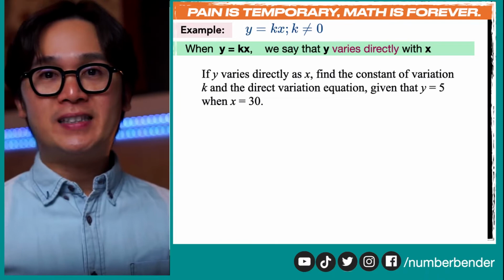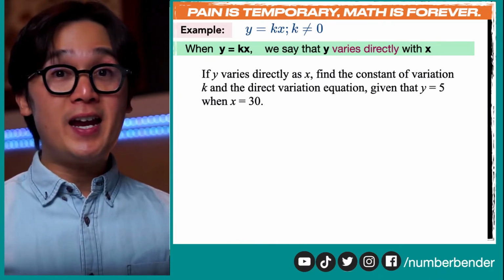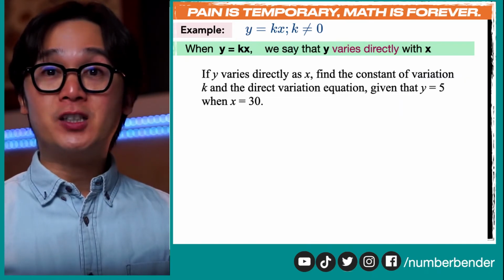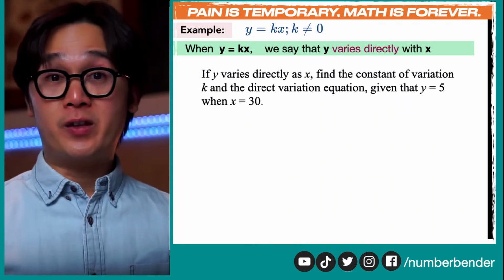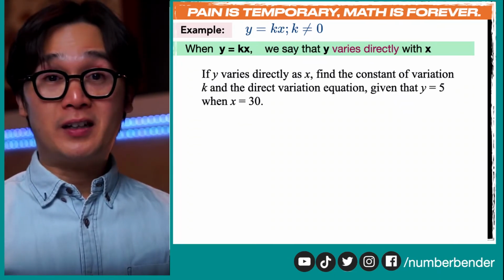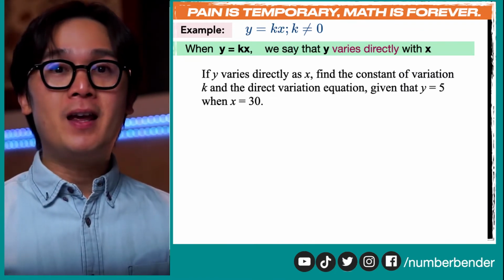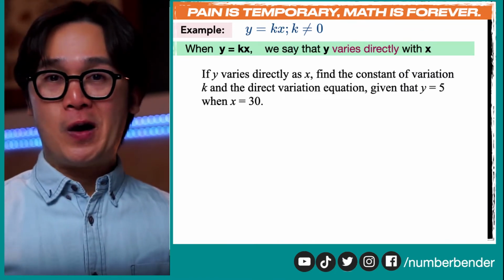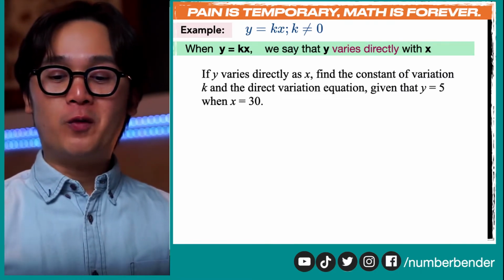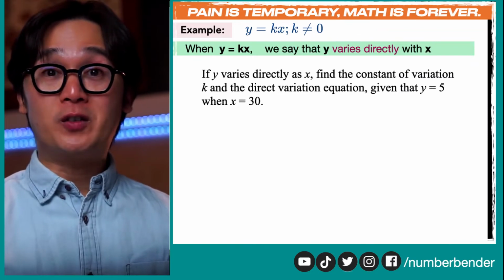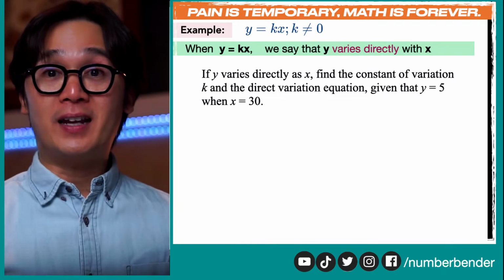Problem number 2, it says here, if y varies directly as x, find the constant of variation k and the direct variation equation given that y is equal to 5 when x is equal to 30. So again, there's so many words right here, which is a little bit confusing for beginners, but if you know what to look for and you know how to organize your work, this is actually really simple because here we already know that we're going to be using y is equal to kx because from the first statement, it says y varies directly as x.